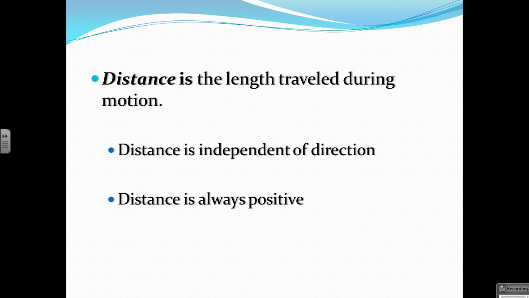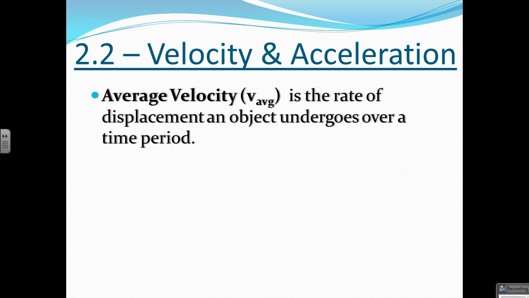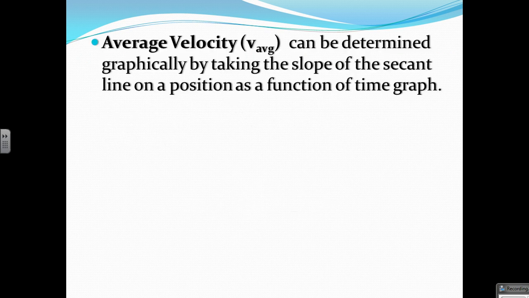The second idea in kinematics that we're going to talk about is velocity. Velocity is the rate at which displacement occurs over a period of time. And we're going to start talking about it in terms of average velocity. So if we're looking at average velocity, it's delta x, or change in our position, divided by delta t, which is the change in our time. So we have a change in position over a change in time, and that is how we refer to our average velocity.